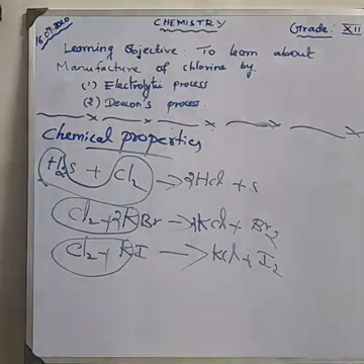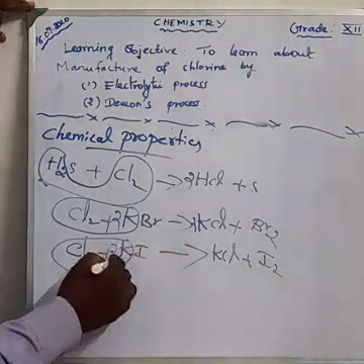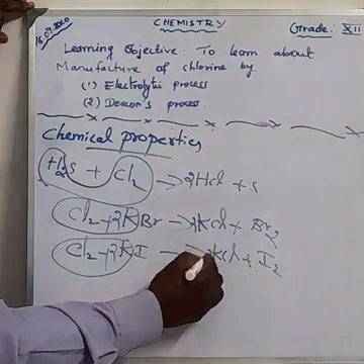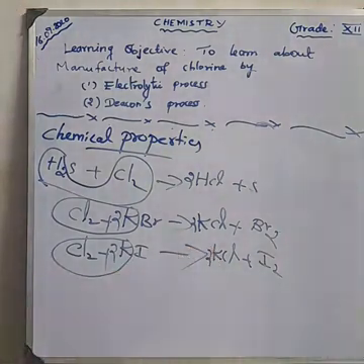How can we balance the equation? Here 2 iodine is there, make it 2 iodine. So 2 potassium, 2 chlorine. Now the equation is balanced. Okay? Now the equation is balanced.